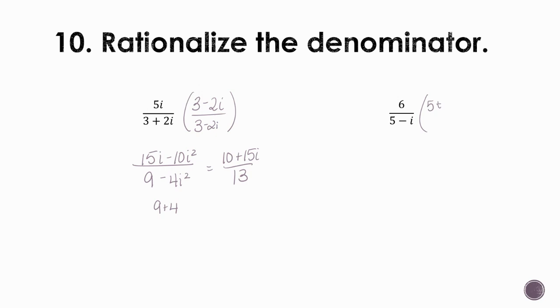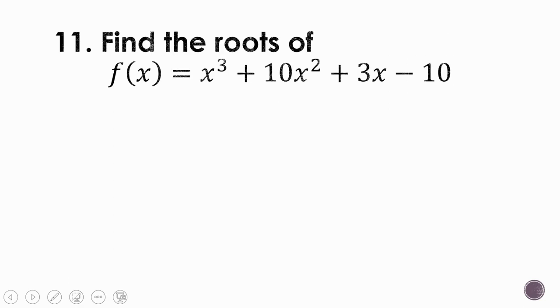Let's try one more. This is going to be 5 plus i. So we're going to multiply this out. On top, we're going to get 30 plus 6i. And on bottom, we're going to get 25 minus i squared, which is 25 plus 1, which is 26. Now this I can reduce because I can divide everything by 2. I need to make sure to reduce if I can. The last one, they didn't have anything in common, but this one does, okay? So make sure that you do reduce if you need to.